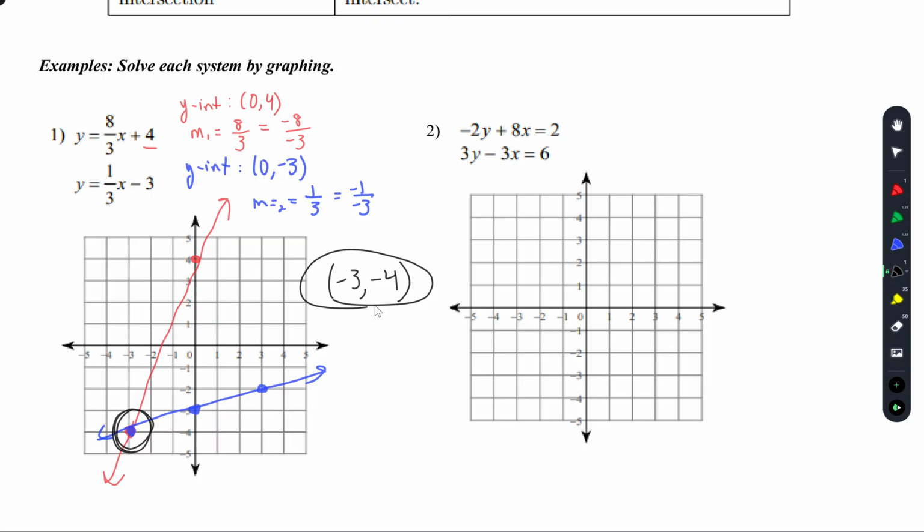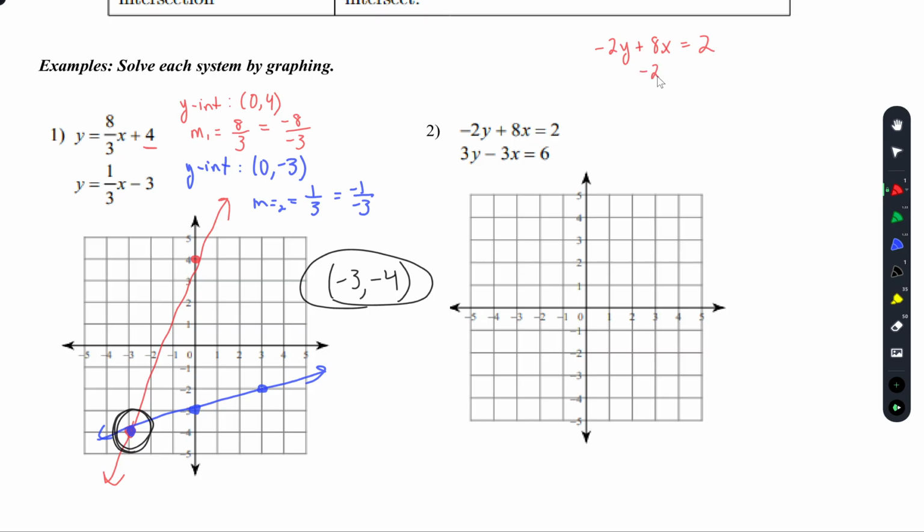Okay, so that one's like the nicest one, okay? This one's like the worst kind because you have to like solve for y, okay? Or you could graph using intercepts. It's kind of up to you. So for this one, what you want to do for this first equation is you want to solve for y. So you're going to take -2y plus 8x equals 2, and you're going to solve for y.